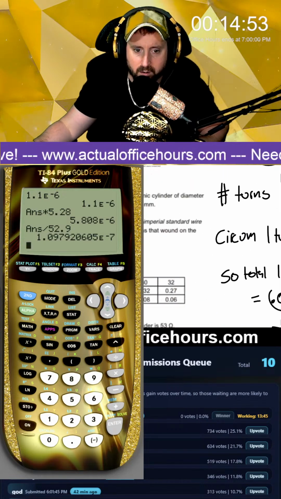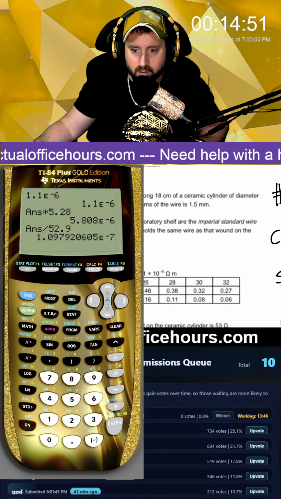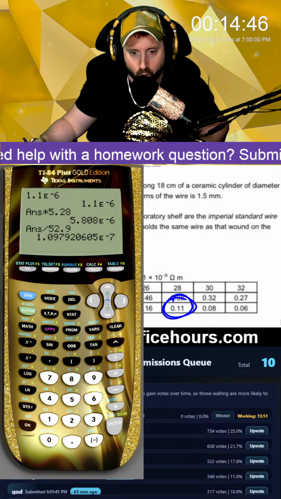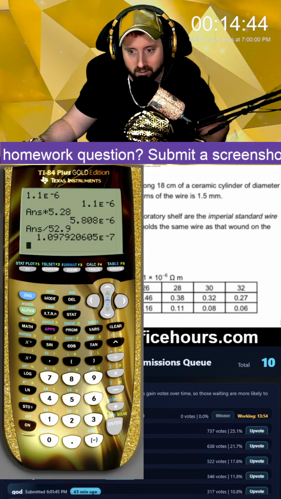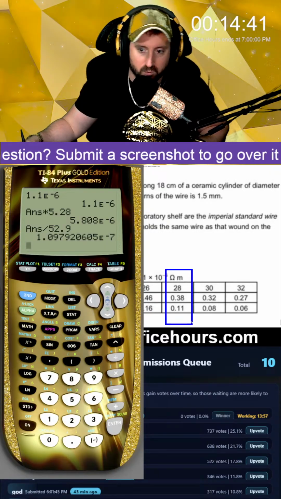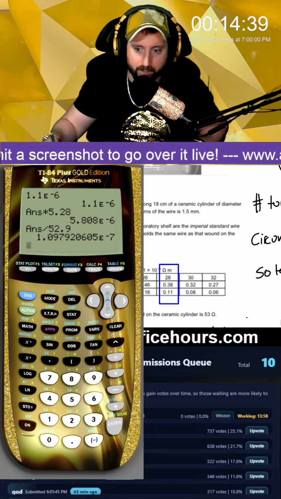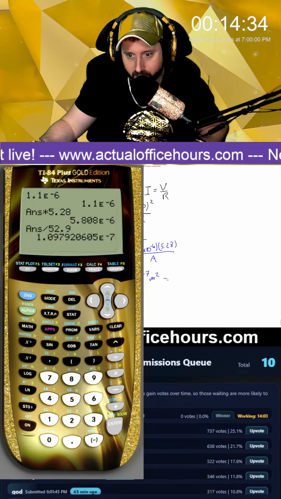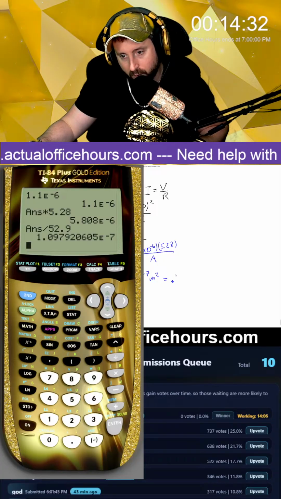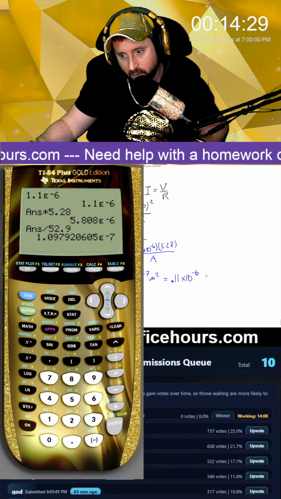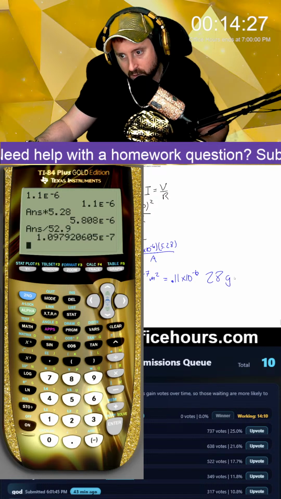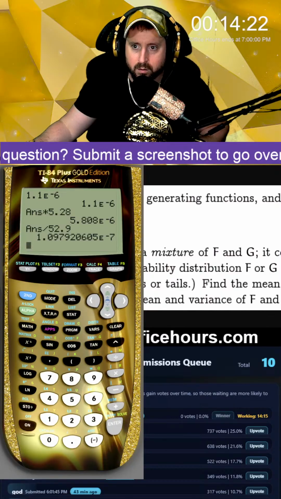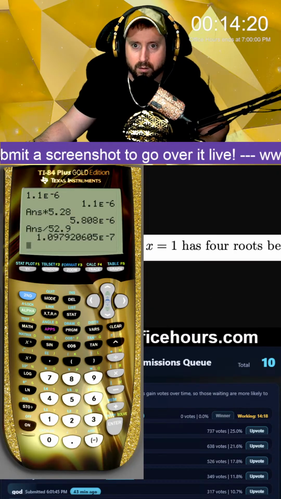Let's see, is that given here? Okay. So 1.1 times 10 to the minus 7 is the same thing as 0.11 times 10 to the minus 6. So I think the answer is it's going to be 28 gauge wire. We're going to get that from this. So this is equal to 0.11 times 10 to the minus 6, which is 28 gauge. I think that was the rest of the question, right? Is that what they wanted? Let me go find it.